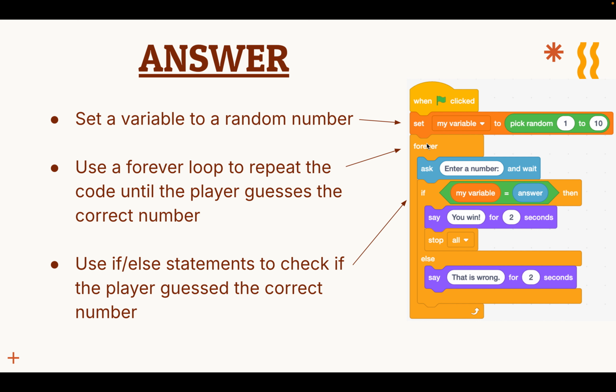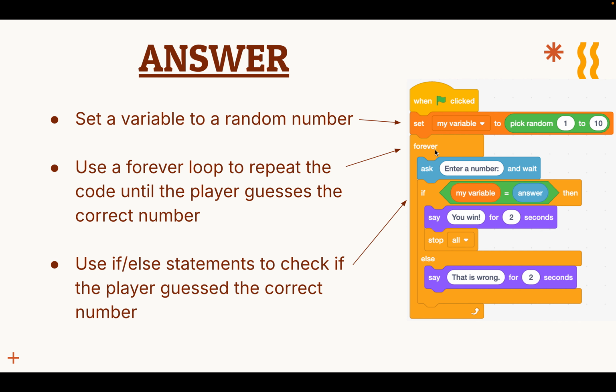Finally, inside the forever loop, we ask the user to enter a number, and then we use if and else statements to check if the player guessed the correct number. We say if the variable is equal to the answer, then we're going to say you won, and we're going to stop the program. Otherwise, we're going to say that they are wrong, and then the code is going to repeat again since it's inside a forever loop. If the player wins, we have the stop all block, which stops the program, and the code will stop repeating as well.